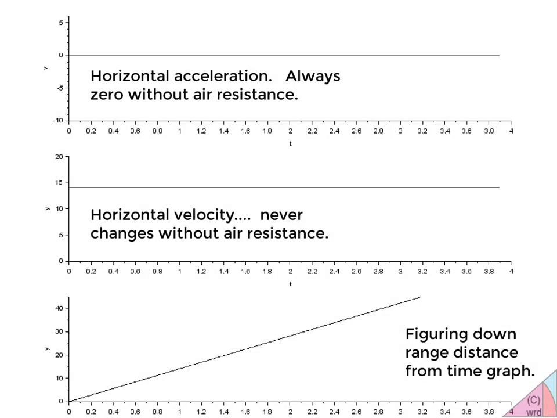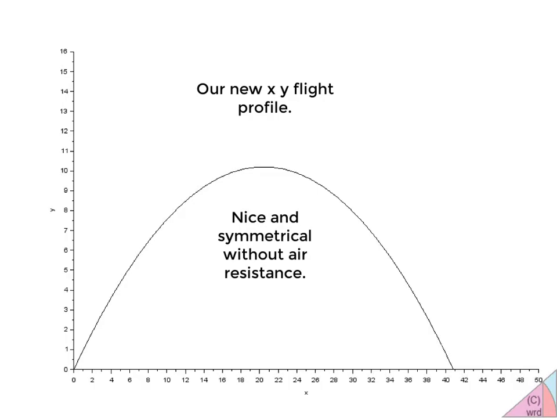Page 2 of the graphs. We draw our end of model time line again. Graph 3, our downrange progress shows that we landed about 40 meters downrange. Page 3 of the graphs. This is our new XY view, showing a perfect parabola. The ball reached around 10 meters high.